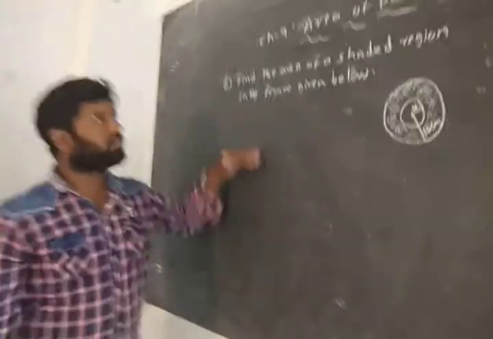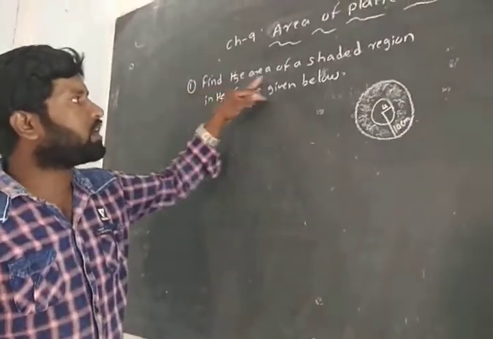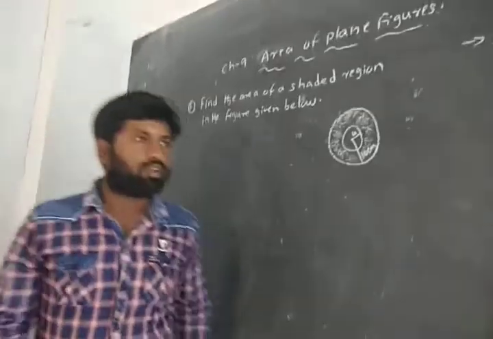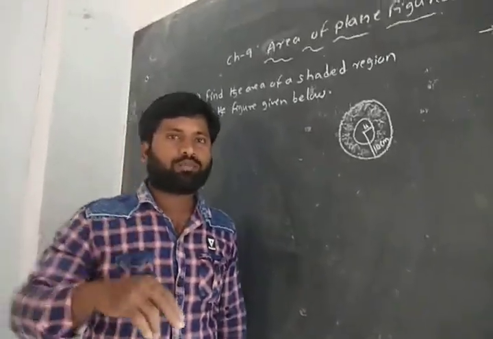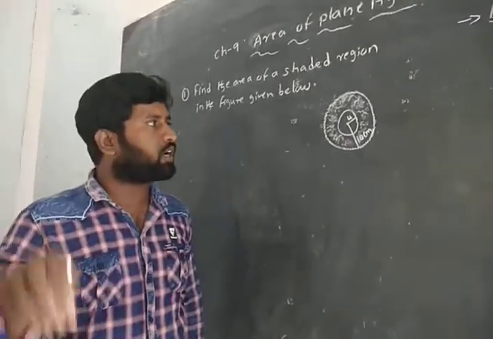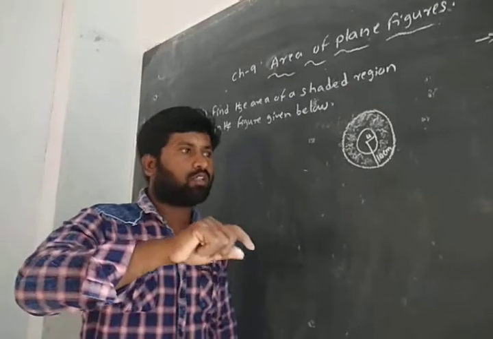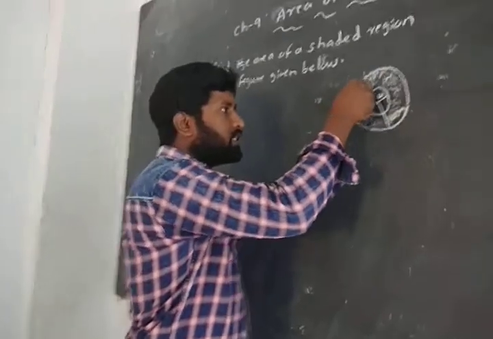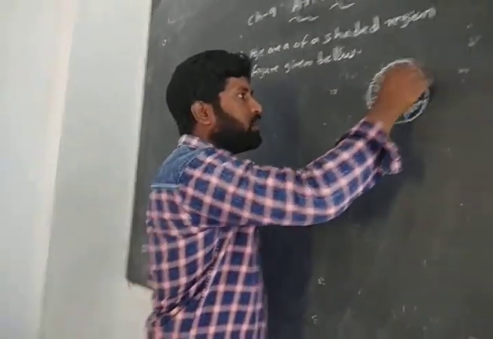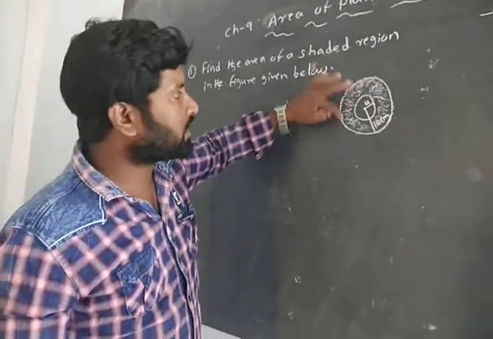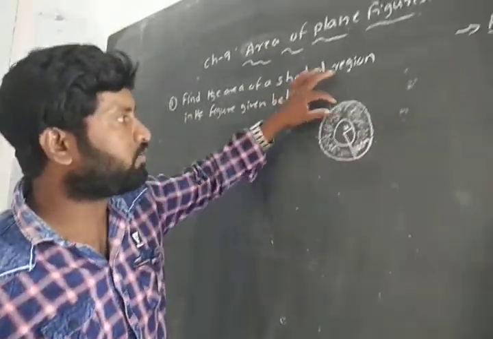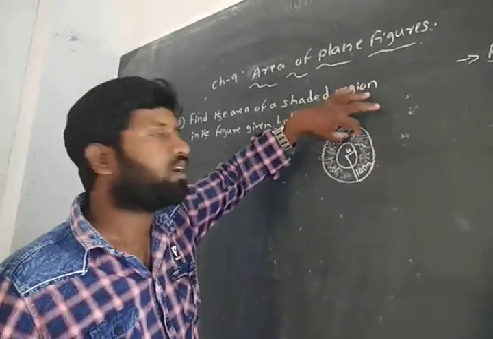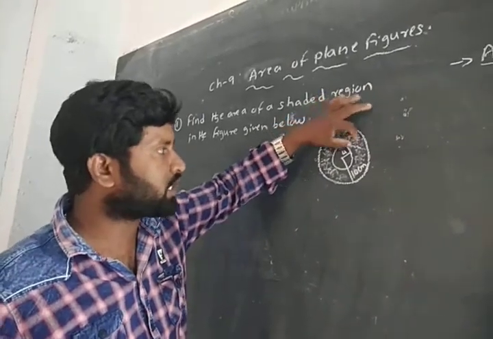See, the question is given like this. Find the area of a shaded region in the figure given below. We know in a ground, in general life, a particular space is kept separately for walking purpose, and they arrange a circular path like this, a road or track. Then how to find the area of the circular path or this track?